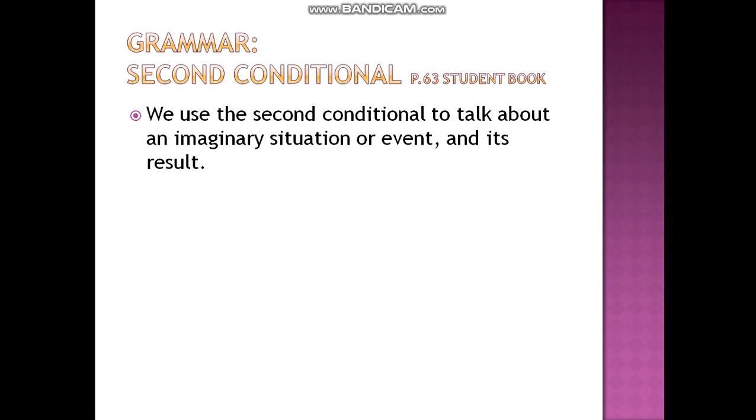Today we're gonna talk about grammar, the second conditional. You're gonna find this lesson on page 63 in your student book. So we already took the first conditional, extremely easy to handle, very easy to use. The second conditional, why do we use it? We use the second conditional to talk about an imaginary situation or event and its result. So we're talking about an imaginary situation that might happen. I don't know, I'm imagining it.